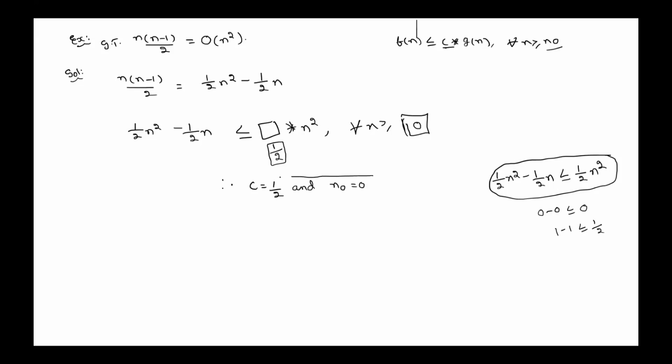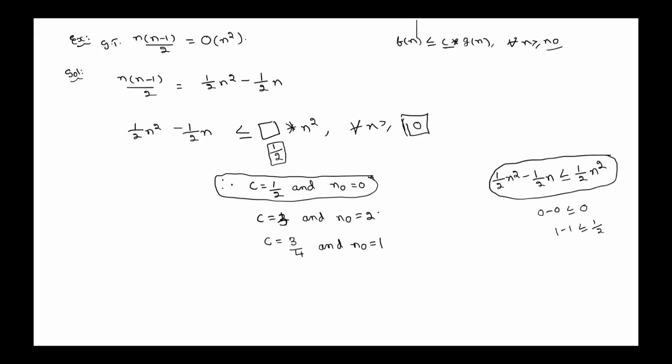Can you give me some other constants where it becomes true? Any value higher than 1 by 2, if we take, does it become true? Similarly for n naught. Instead of C equal to 1 by 2, simply take C equal to 3 and n naught equal to 2. Is that true or not?